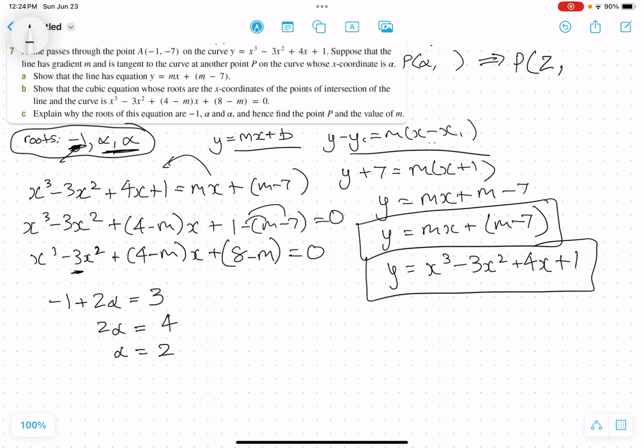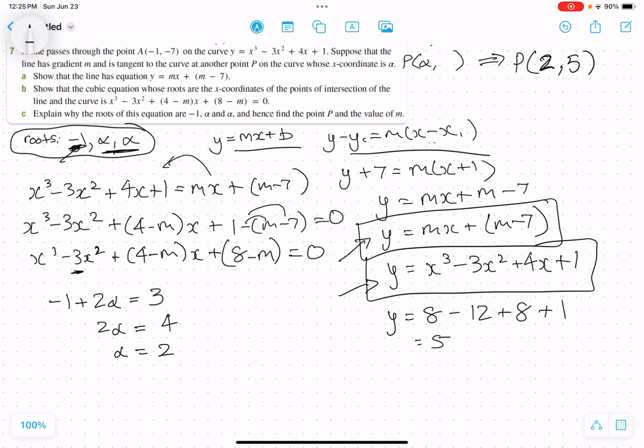Now I put 2 into the cubic, because we don't have the other line yet, as we don't know m. If I put it into this cubic, we get y equals 8, 4 times 3 is 12, 8 and 1. So 16 take away 12, and then plus 1, so we should get y equals 5. So (2, 5) is the point where the tangent is.